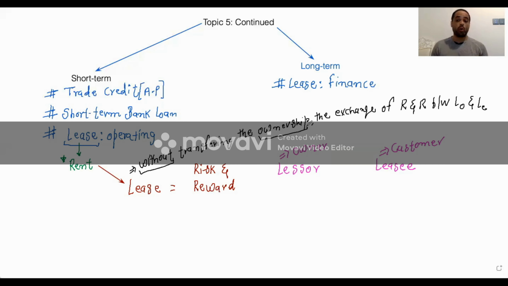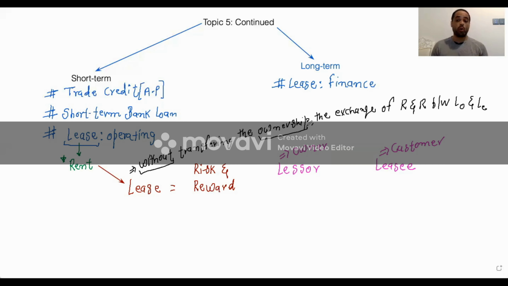So let's talk about the long-term source of finance, which we already discussed. The first is a lease, operating lease. Second is a bond. Same as we discussed before, different types of bonds, corporate bonds, municipal bonds, and so on. So bonds are a long-term source of finance.